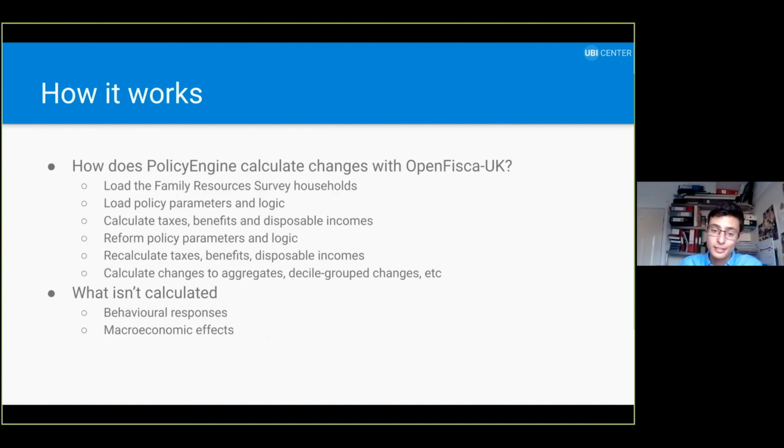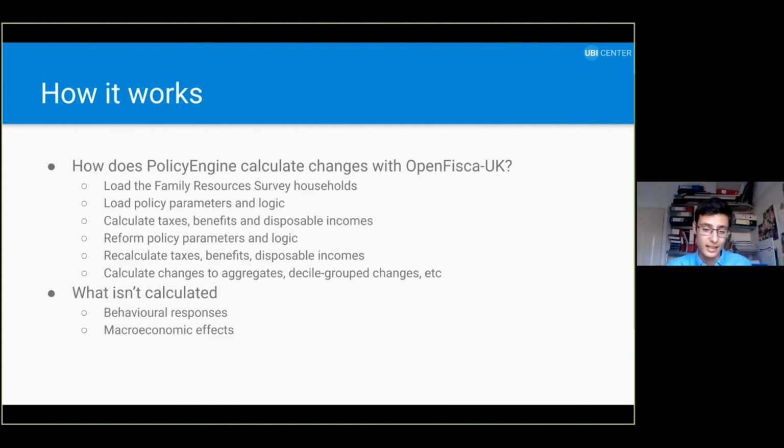load the policy parameters and logic that we've programmed into OpenFiscal UK. We calculate taxes, the benefits, disposable incomes, and then do the same thing, but with the reform applied to those parameters and logic. And then we can just calculate the changes to aggregates and decile group changes and intradecile aspects there. But of course, we don't include behavioral responses here.